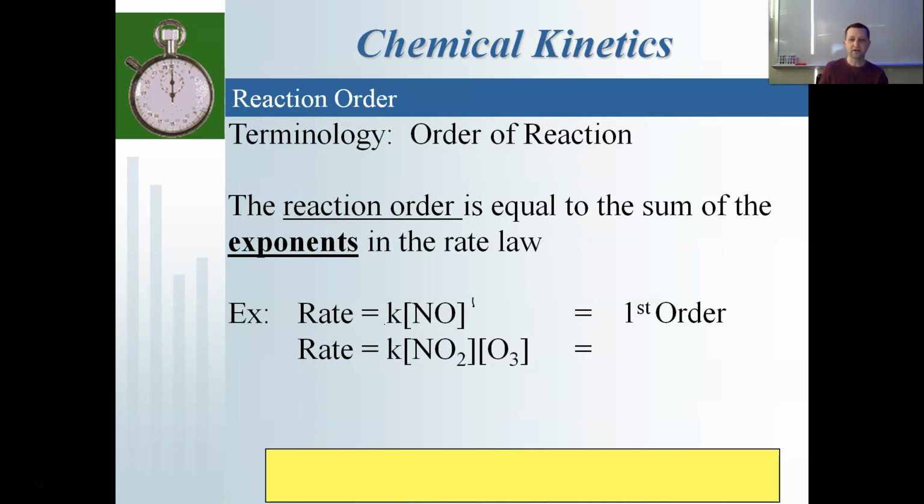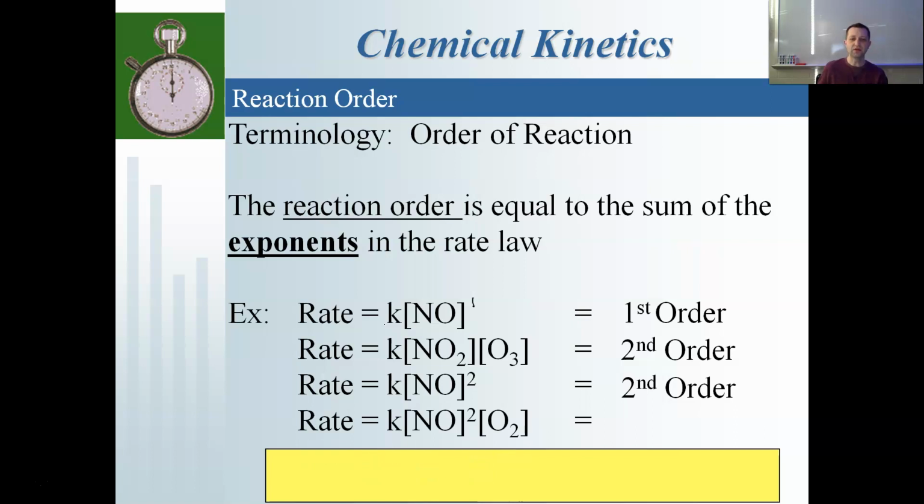The next one here, we have rate equals K times NO2 times O3, and the exponent on both of those is 1, so this is going to be a second order rate law because you add up each of those exponents. 1 plus 1 is obviously 2. Here's another example of a second order rate law because we have K times NO squared. Our exponent is 2, and that's the only exponent we have there, so we have a second order rate law. The last one is rate equals K times NO squared times O2, and that is going to give us a third order rate law. Pretty easy stuff here.